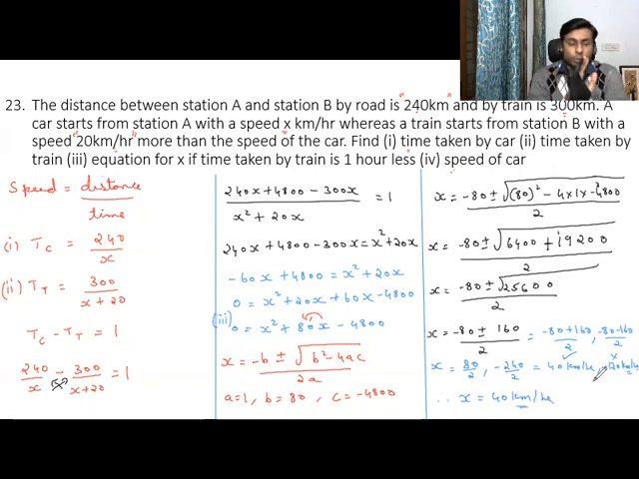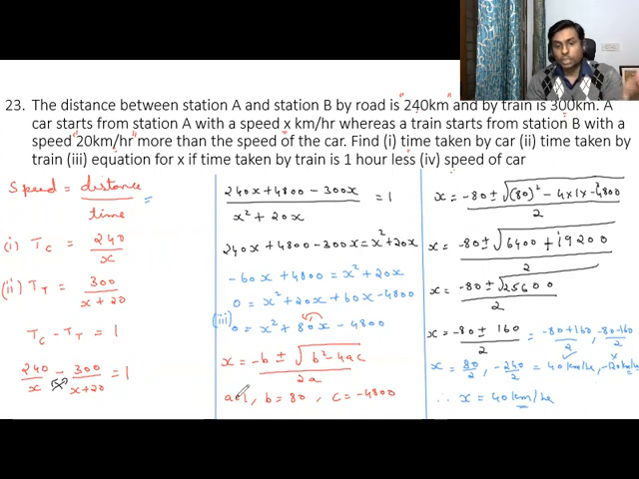So first, you must know the relation: speed is equal to distance by time. So time taken by car is distance of car by speed of car. Time taken by train is distance traveled by train by speed of train. That is 20 kilometers more, x plus 20. The difference in the two times is 1 hour. So subtract them, it should be 1. Now find the LCM, that is cross multiply: 240x plus 4800 minus 300x is equal to x square plus 20x. Bring them all on one side, you will get x square plus 80x minus 4800.